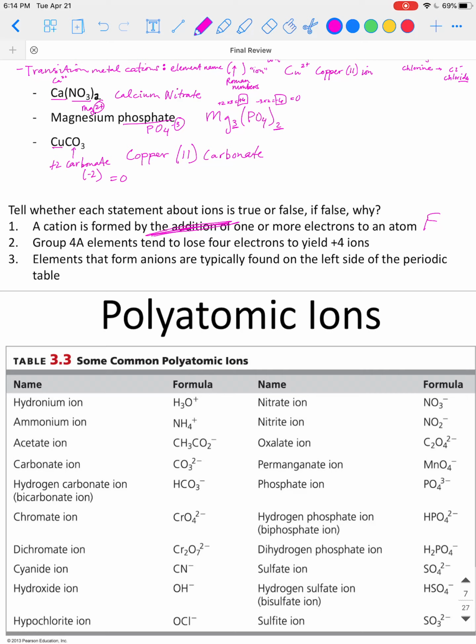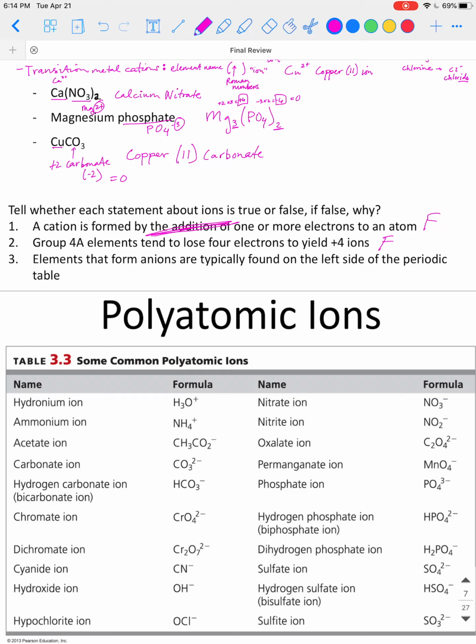Group 4A elements tend to lose 4 electrons to yield a +4 ion. Group 4 is really the only group we don't talk about very much in chapter 3, because they are more involved in covalent compounds, so this is false. They don't like to lose that many electrons. That's a lot of electrons to lose. You don't find carbon or silicon in ionic compounds, really.